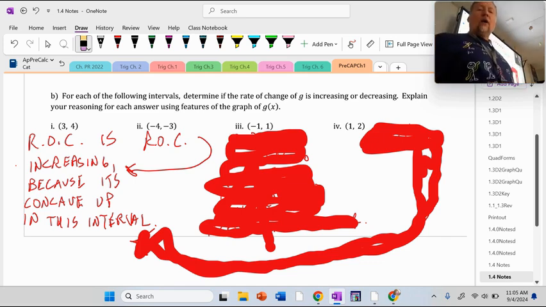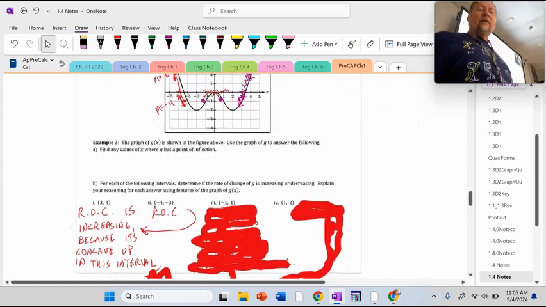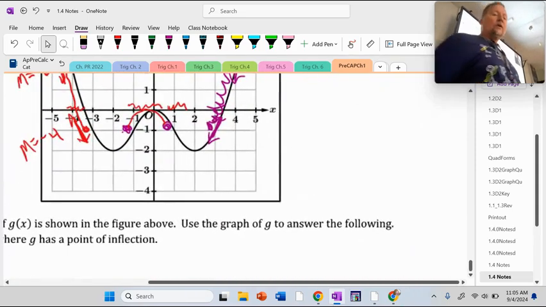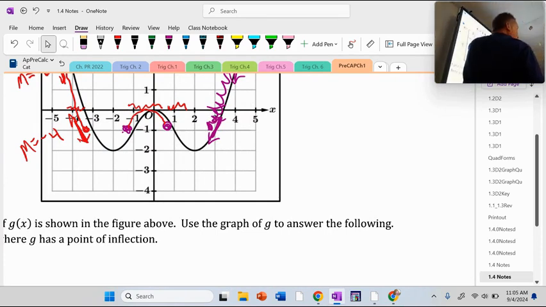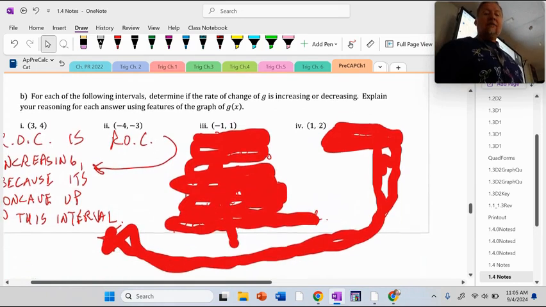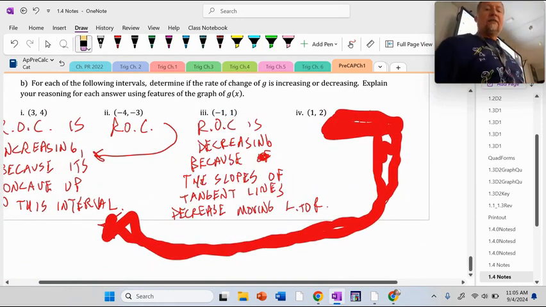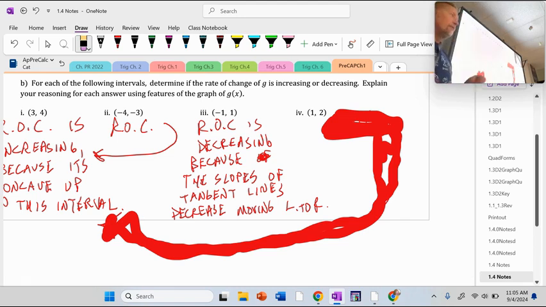And then -1 to 1. Well, by golly, that's where the points of inflection were. So from -1 to 1. What are my slopes here? What are my slopes from -1 to 0? What kind of slopes are those? Positive, and now negative. But what are they doing as I go along this interval? They're decreasing because you're on a concave down scenario. So even in that interval, they are both positive and negative, but they are always decreasing as I move from that x value to that one.